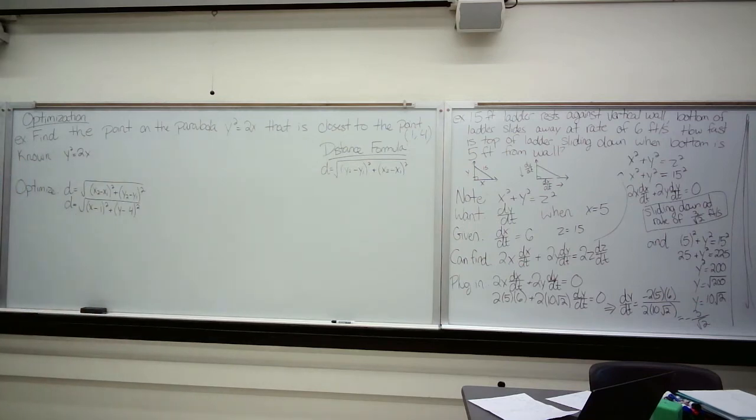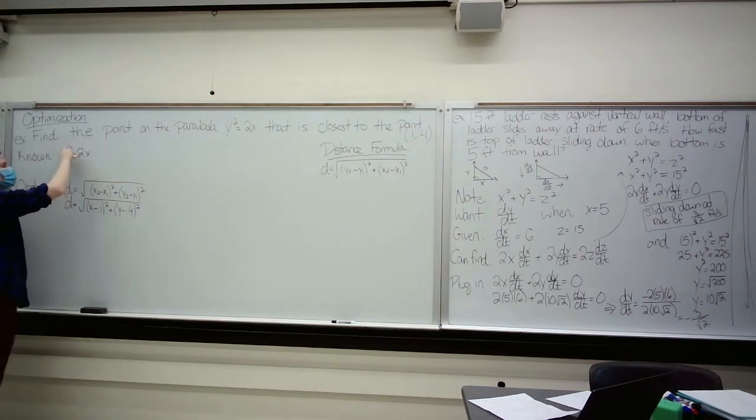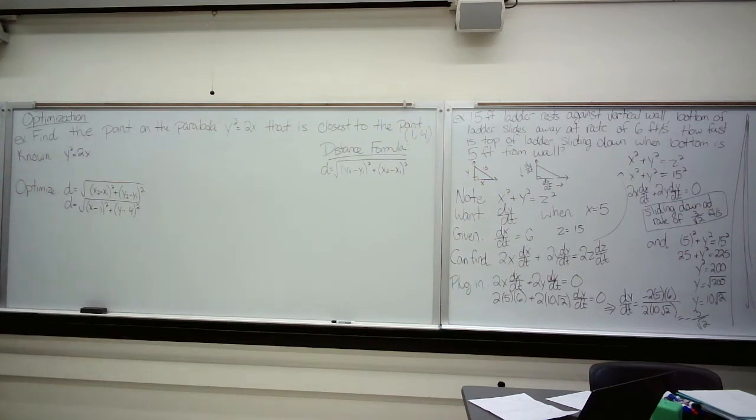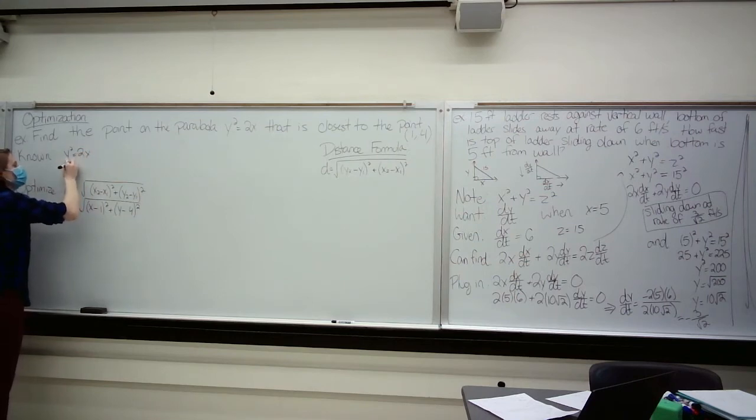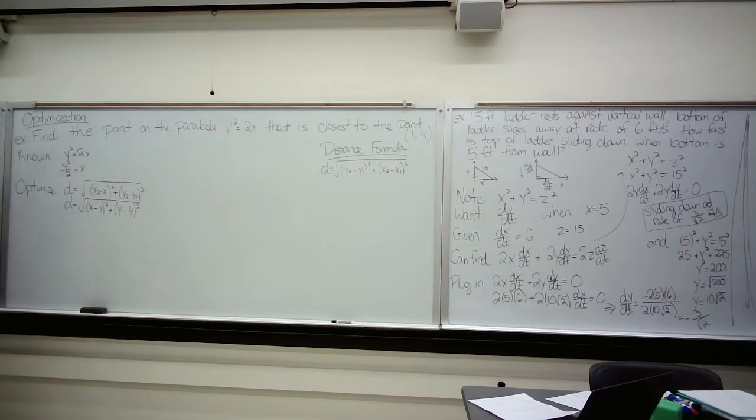Okay. Remember, are we all good with that? Now we want to put things in just one variable. It doesn't matter if you solve for x or y; either way you'll end up with the same answer. But if I solved for y right now, I'd end up with a square root of 2x. To make my life easier and avoid dealing with exponents and square roots like that, I'm going to solve for x. So y over 2 equals x, and I'm going to plug that in.